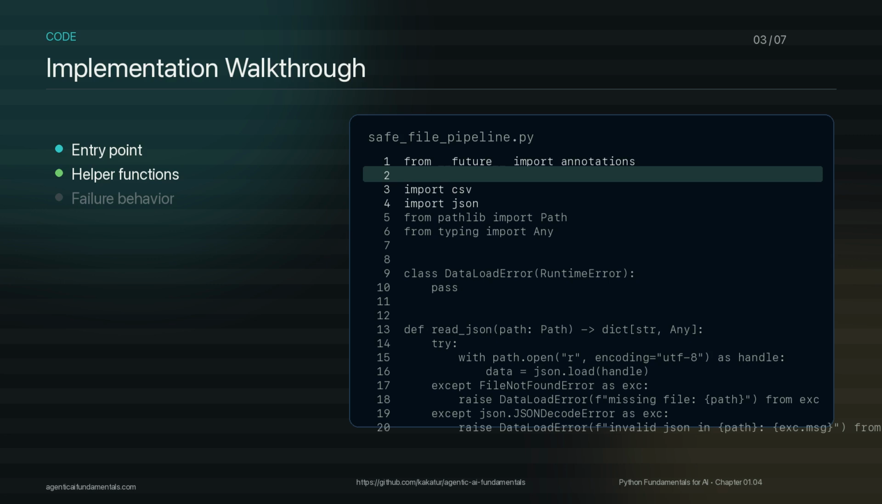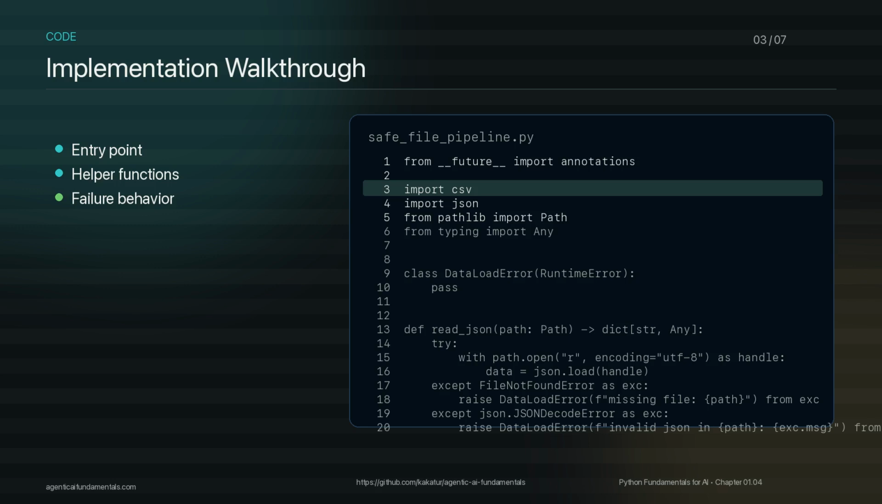A good error message names the failed boundary. File not found, invalid JSON, and row missing field point to different fixes. Collapsing all of them into one generic failure makes debugging slower.